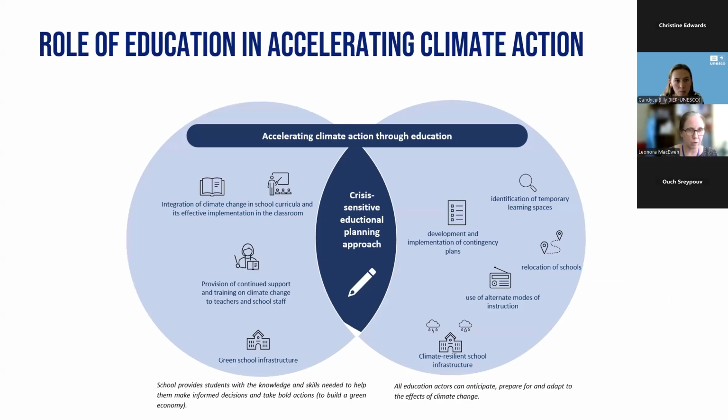So from IAP's perspective, and what we're going to be focusing on throughout this community of practice, is the role that education can play through crisis-sensitive planning to help accelerate climate action. This can include a variety of things you see mentioned on the screen: curriculum modifications or reform to include climate change adaptation and environmental sustainability measures. Teacher training, so that teachers are also vehicles to inform communities about the impacts of climate change and the way that education can mitigate those impacts.